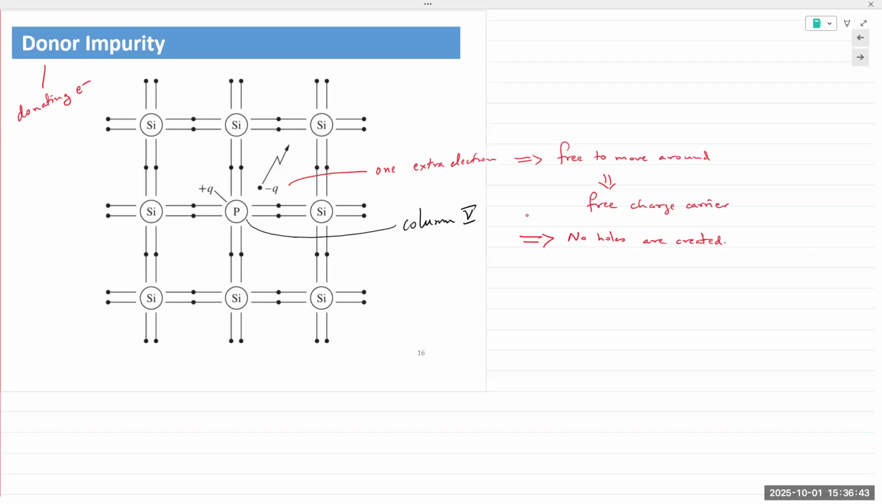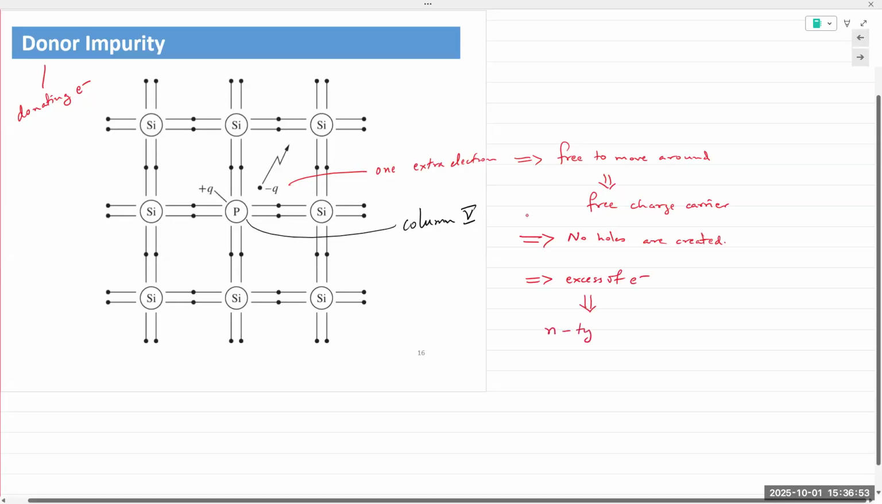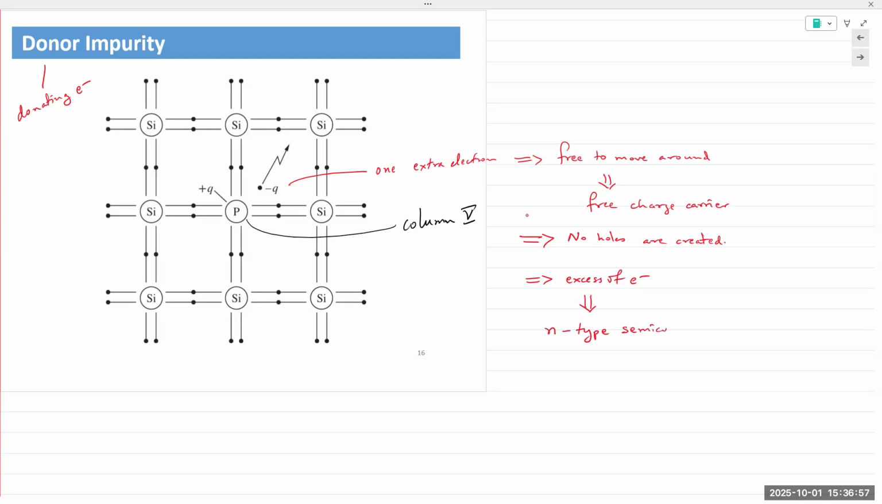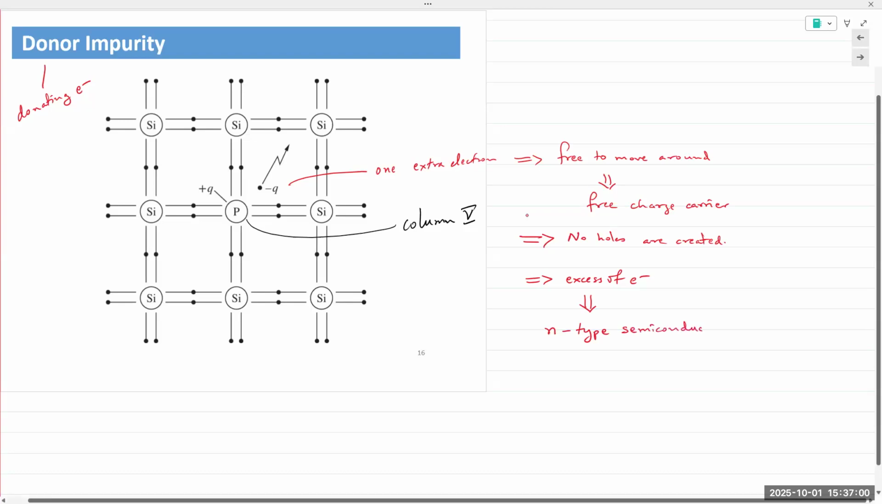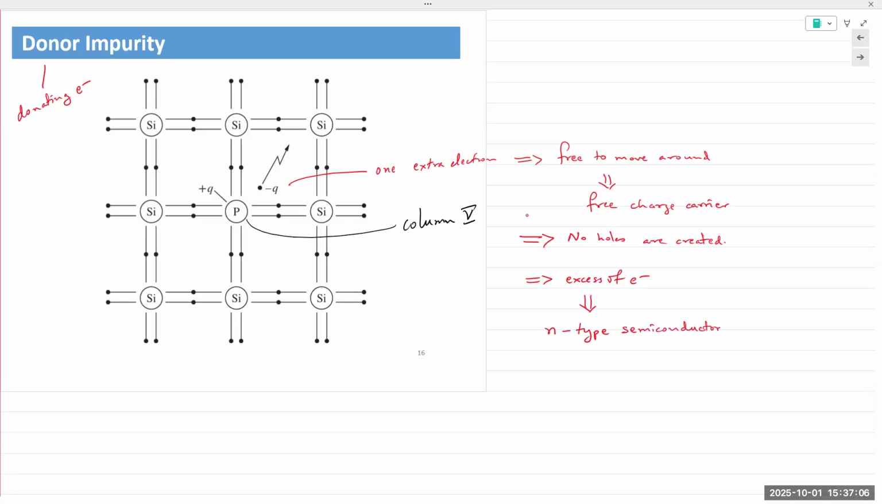Because this has an excess of electrons, this type of semiconductor is known as an N-type semiconductor.